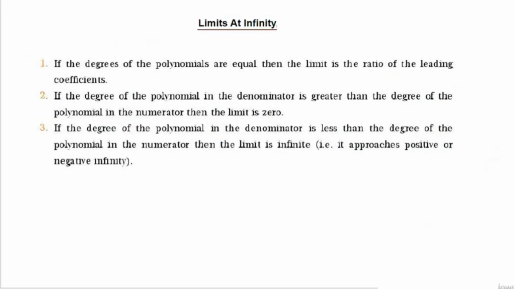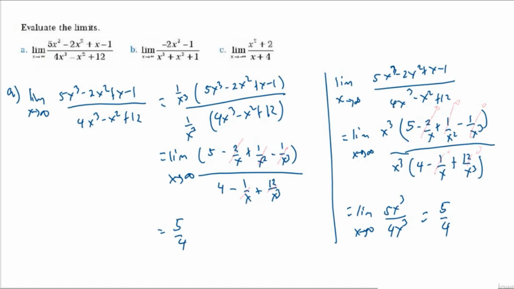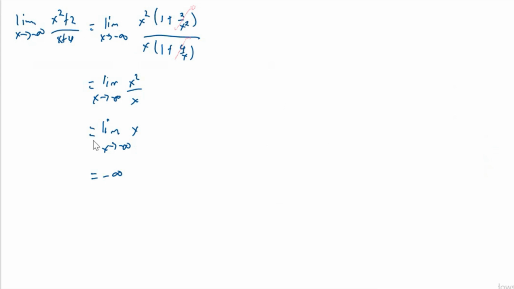So let's take a look again at property number 3, or rule number 3. If the degree of the polynomial in the denominator is less than the degree of the polynomial in the numerator, then the limit is infinite. So it's either positive infinity or negative infinity. In our case, for example number 3, we have the answer of negative infinity, because that is the limit of the function as x approaches negative infinity.